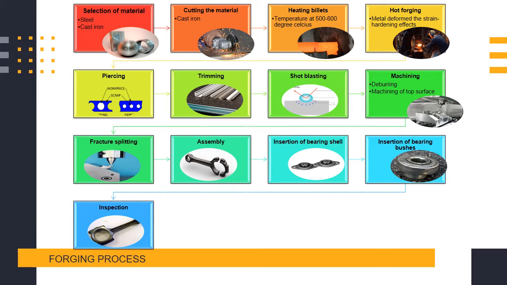effects, and then the piercing, the trimming, the shot blasting, and the machining, which is deburring and also the machining of the top surface, going on to the fracture splitting, then assembly of the connecting rod, insertion of the bearing shell, insertion of the bearing bushes, and finally the inspection of the connecting rod.